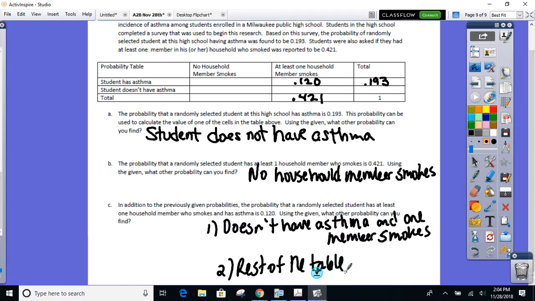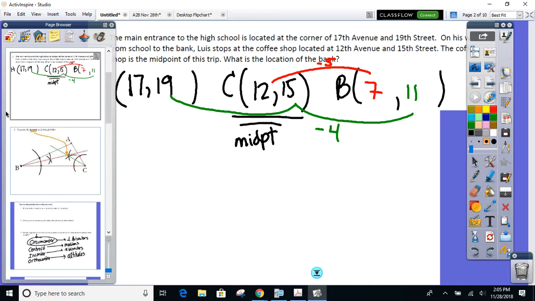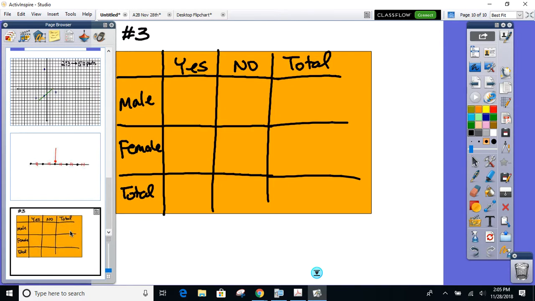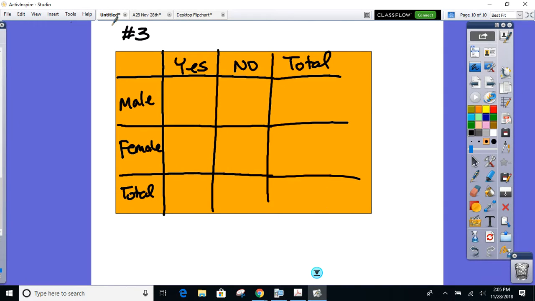Can you go to the assignment, please, for tonight? I will never have you make up your own two-way table. I will always have one provided for you to fill in. I don't have that for 3 and 4, so I want you to copy down the table for 3 and 4. Here's the table for 3 that you can fill in tonight: male, female, yes, no. That's the table that should go into number 3.